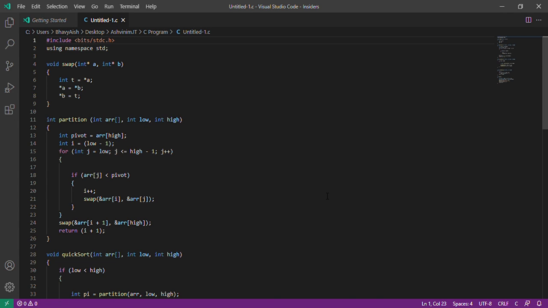Okay, so first of all we discuss Quicksort. What is Quicksort? Quicksort is a divide and conquer algorithm. It picks an element as pivot and partitions the given array around the picked pivot.